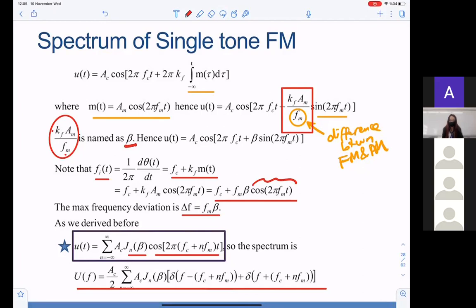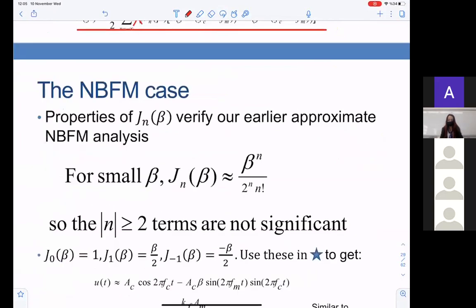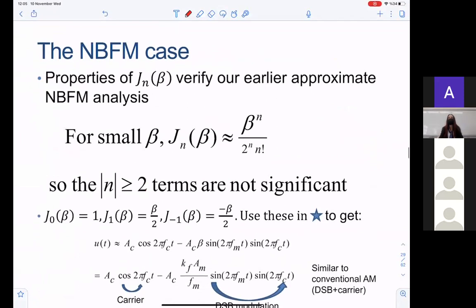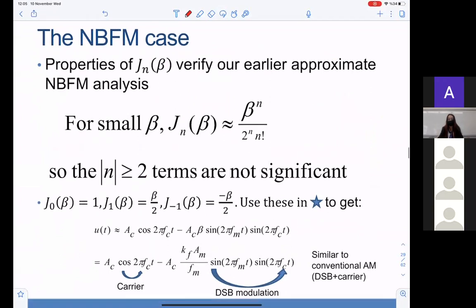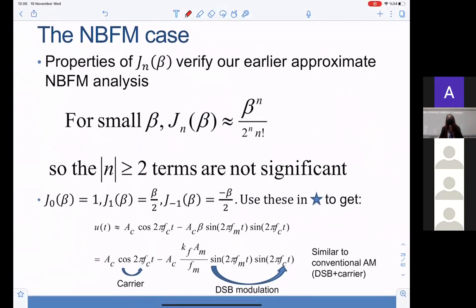Any questions so far? It appears that we have a typo here. Let me take care of that. We have one AC too many. So let's look at the narrowband case. Last time we did define the narrowband case, and we said it turns into an AM signal.